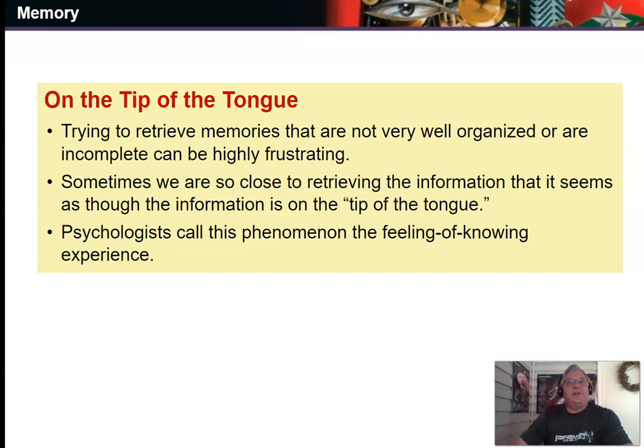Now, we all have that experience where we remember something, but we just can't think of the name of it or the word or something like that. And it's right there on the tip of your tongue, but you can't remember it. Trying to retrieve memories that are not well organized or are incomplete can be highly frustrating, and sometimes we are so close to retrieving the information that it seems as though the information is on the tip of the tongue. Psychologists call this phenomenon the feeling of knowing experience.